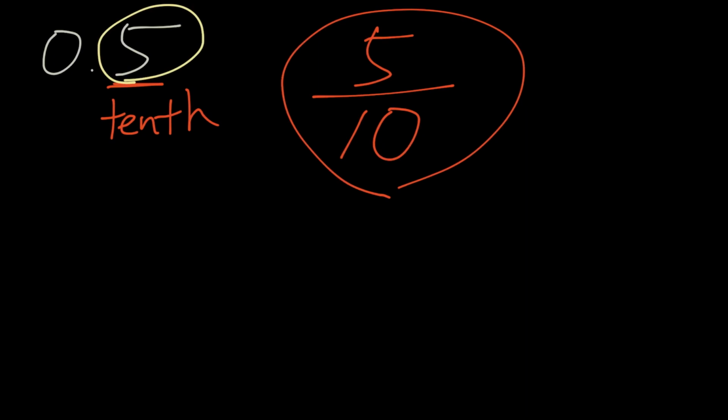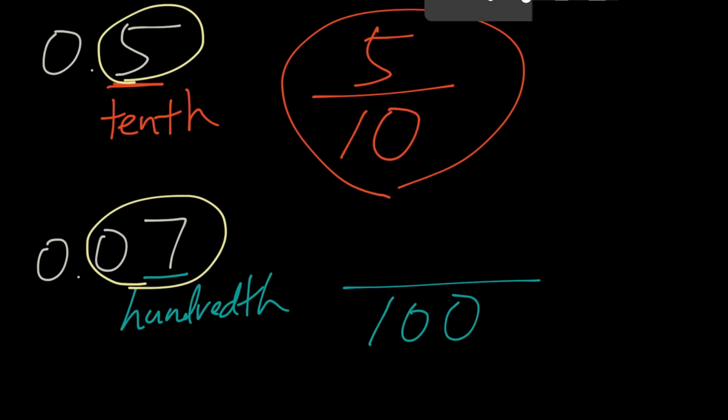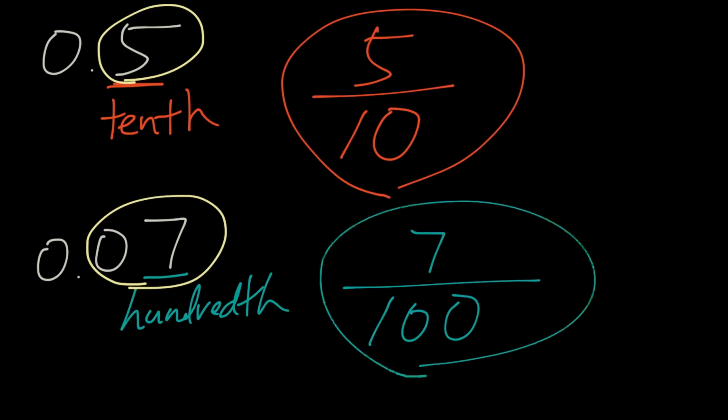Now here is another example, 0.07. Now in this case, we see that the 7 is on the 100th value. So we'll set the denominator in the 100th. And since this value is 7, we'll simply place 7 on the numerator, and that is the answer, 7 over 100.